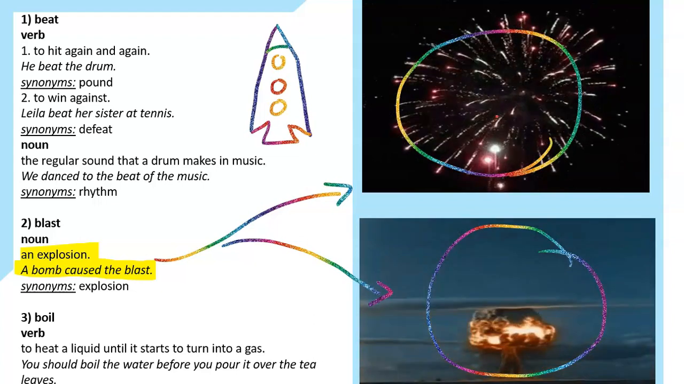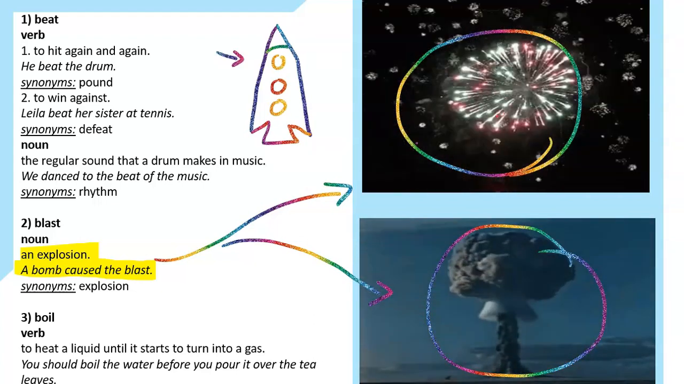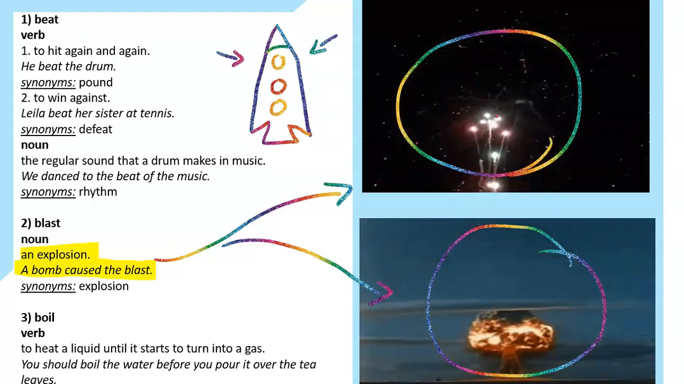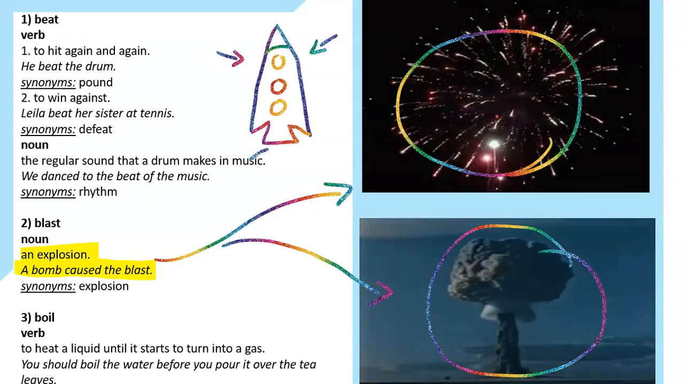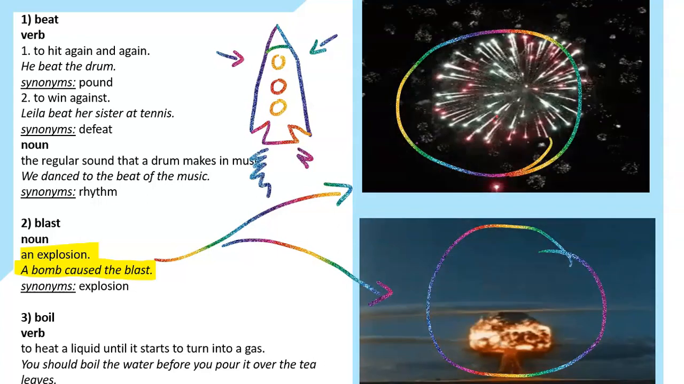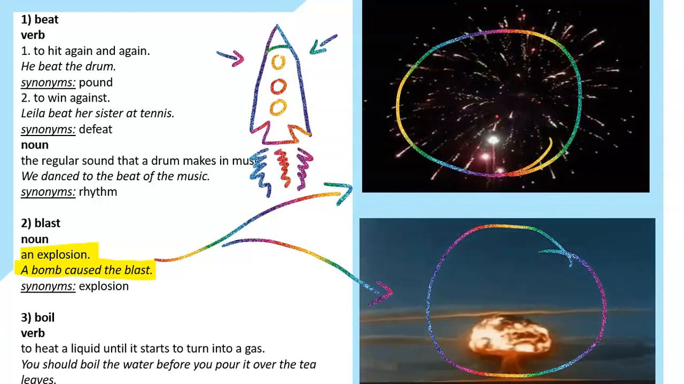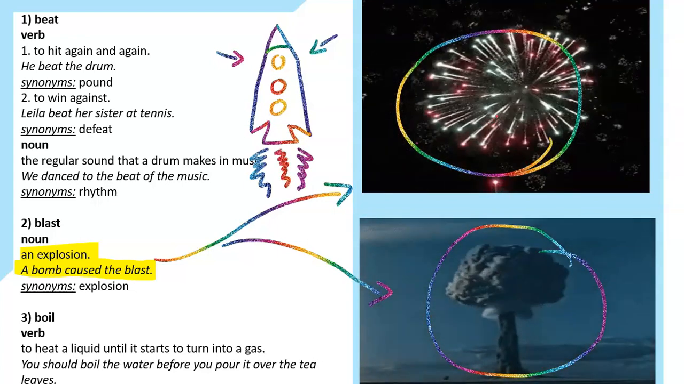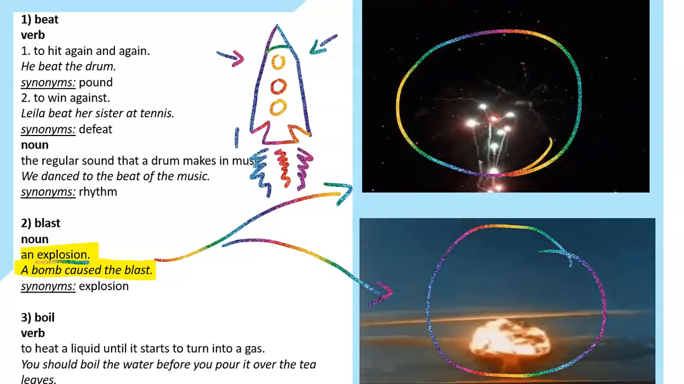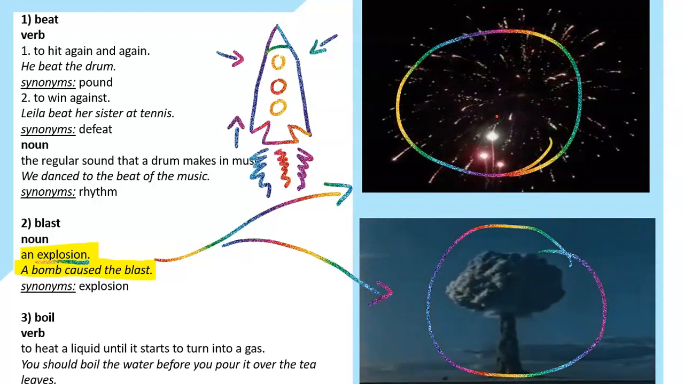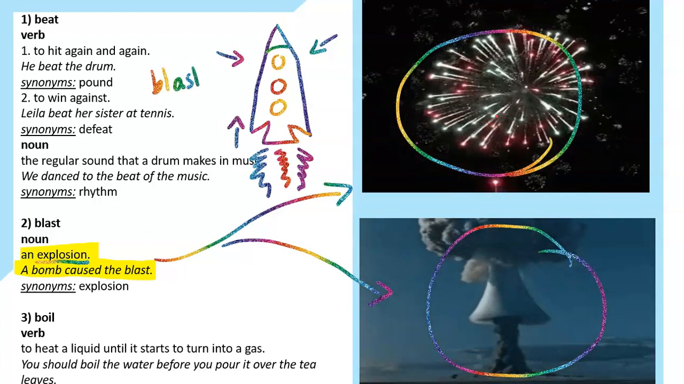Maybe you've heard this before. When a rocket is about to go to space, the people usually say, blast off. That means the fire under the rocket can explode to push the rocket off. So in that time, they say, blast off.